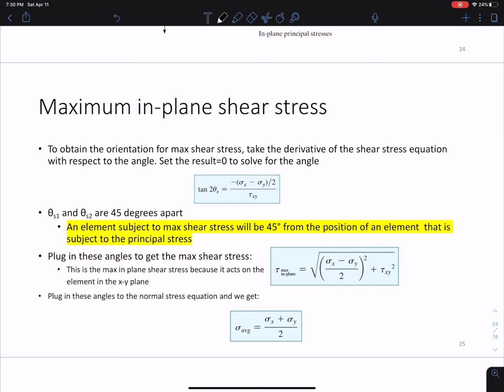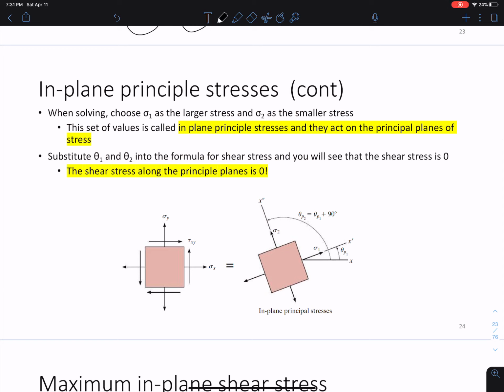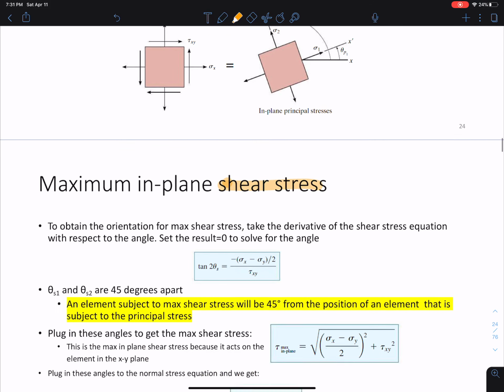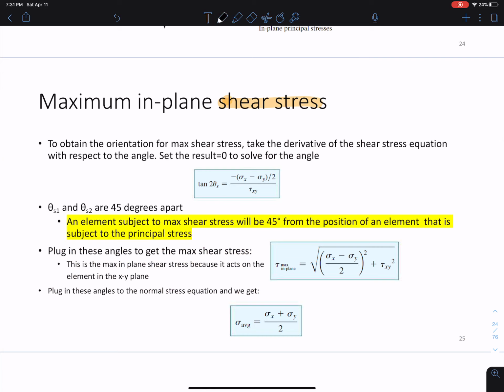Okay, for the max in-plane shear stress, in this slide, the previous one was for normal stress. Now we're talking about shear stresses. Again, we can take the derivative, set that equal to 0, solve for theta s, which corresponds to max shear, plug that into our shear formula, and solve for our max in-plane shear stress. Then we can also plug this back into our normal stress equation to get an average normal stress that corresponds to the point where we have this max in-plane shear stress.